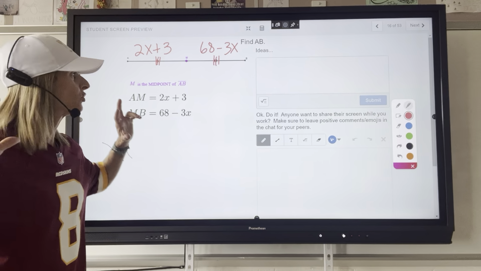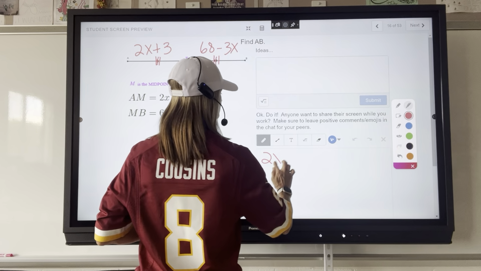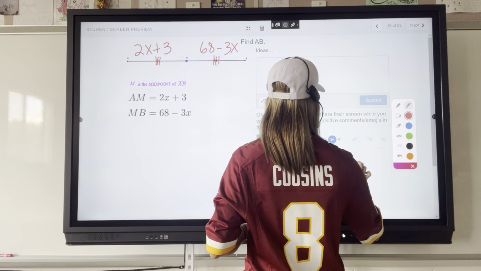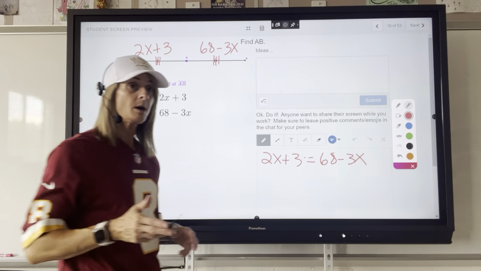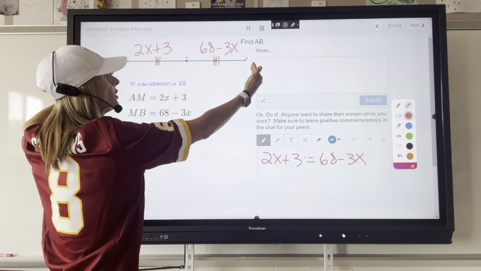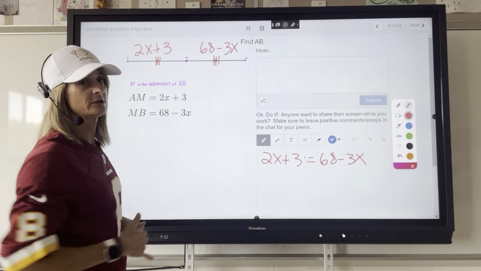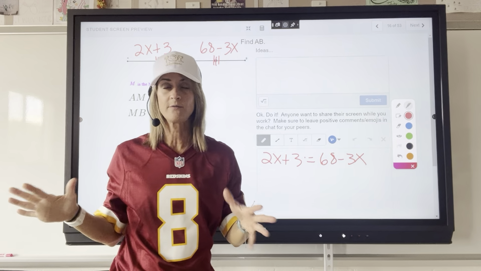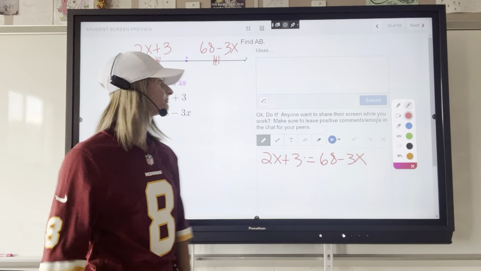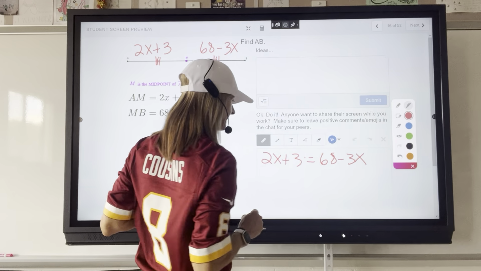You guys are giving great suggestions. 2x plus 3 equals 68 minus 3x. So now we've seen some problems where these lengths add up to a total. And now we've seen where they are set equal to each other. Every diagram is different. We have to look at the diagram and figure out what the equation is for that diagram. All right, so now we've got variables on both sides.